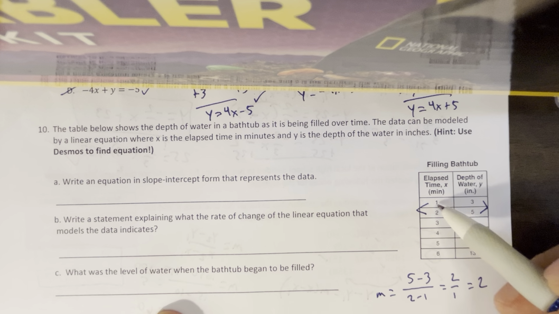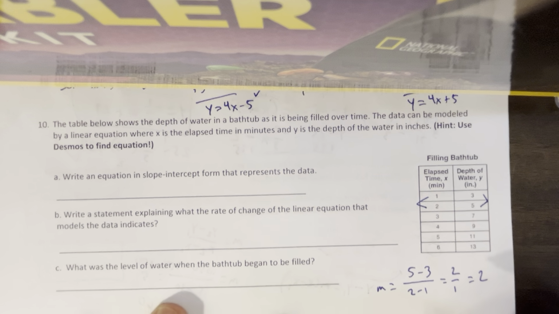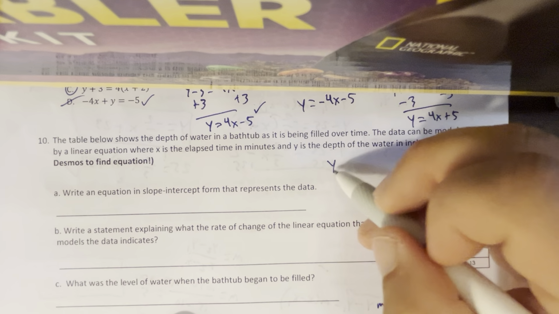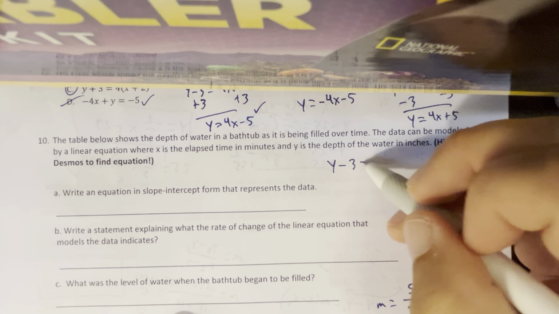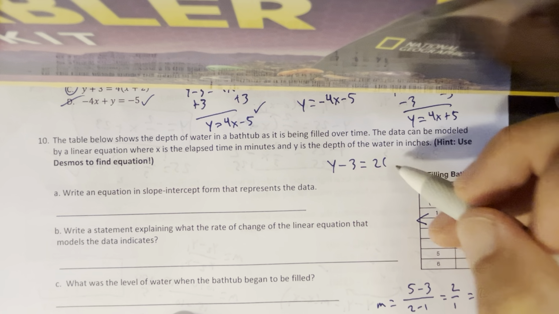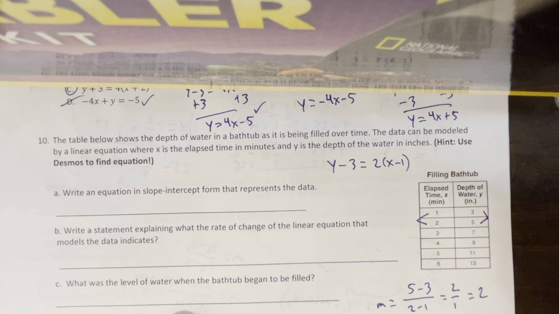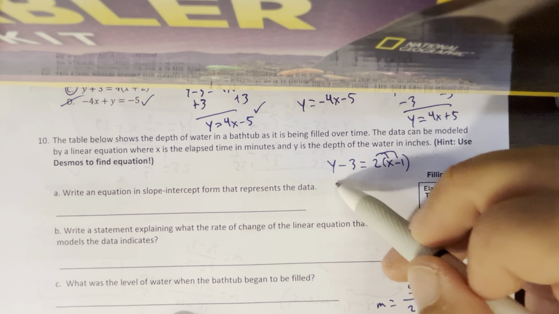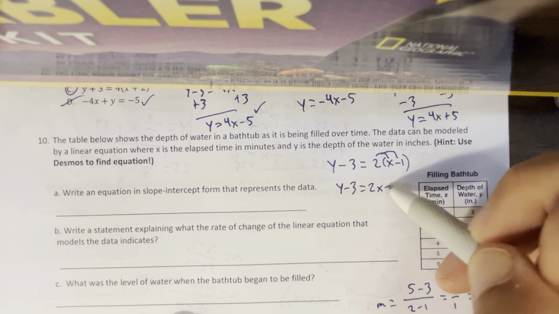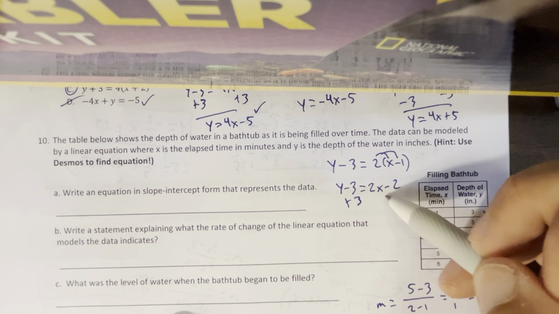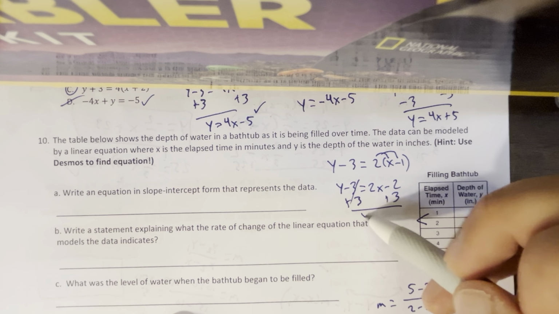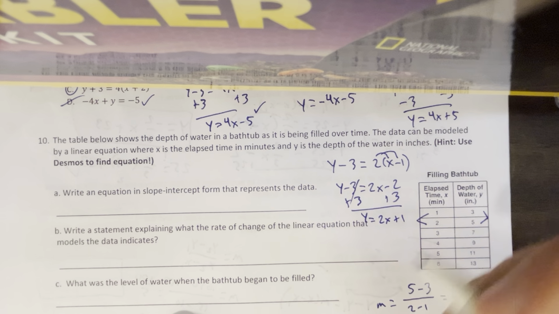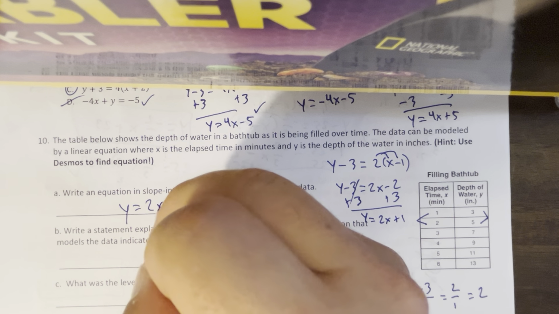So next, I'll use either one of these points. I'll just use the first one. And so we're going to do y minus 3 is equal to 2 times x minus 1. And then we'll distribute the 2 and add the 3 over. So y equals 2x plus 1.